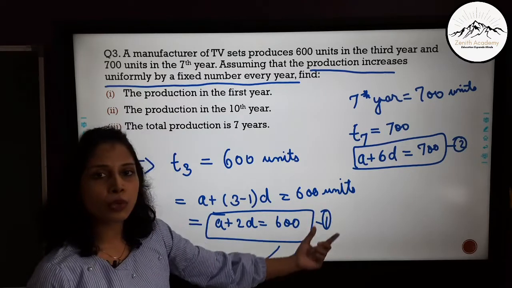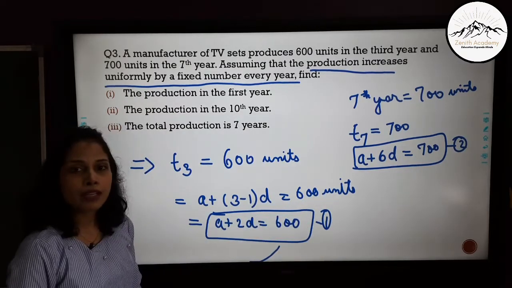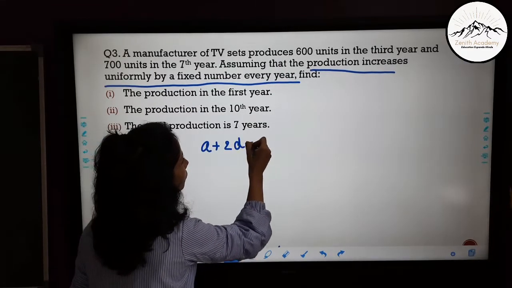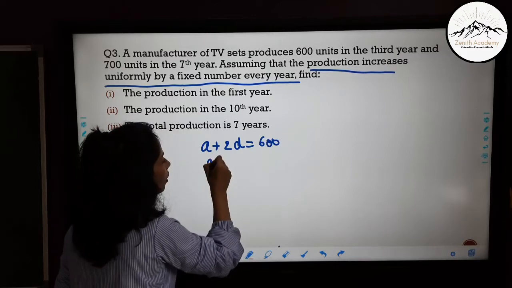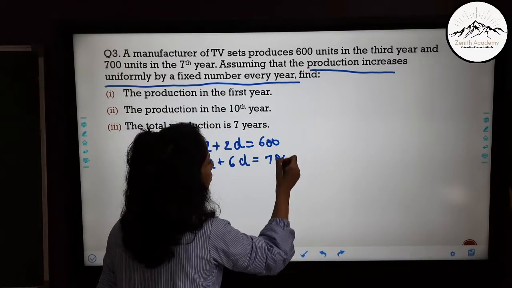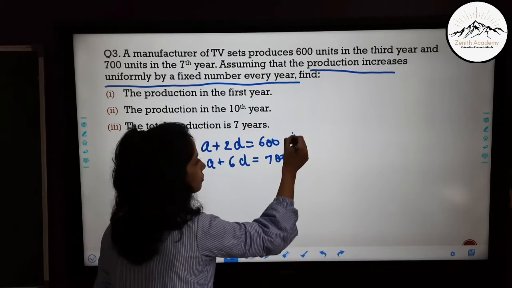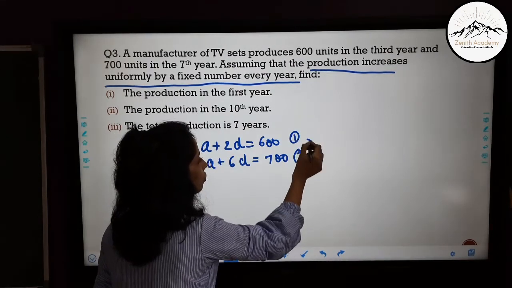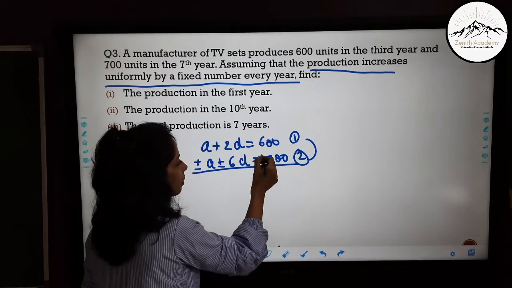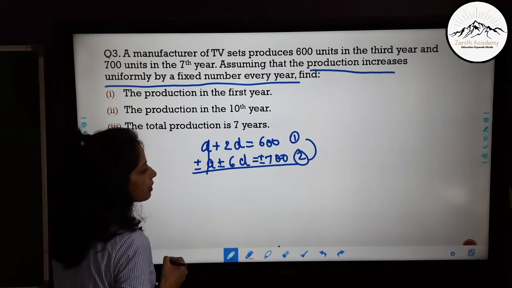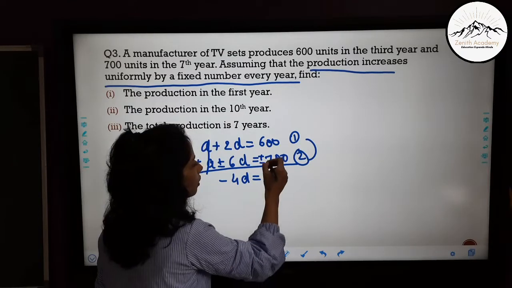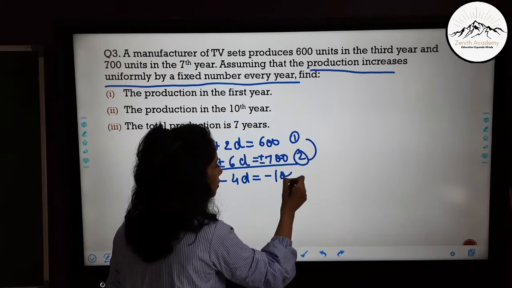We can solve these two equations to get the value of A and D. A plus 2D is equal to 600 and A plus 6D is equal to 700. So subtracting 2 from 1, we change the signs, plus, minus and minus. A and A get cancelled. 2 minus 6 is minus 4D. 600 minus 700 is minus 100.